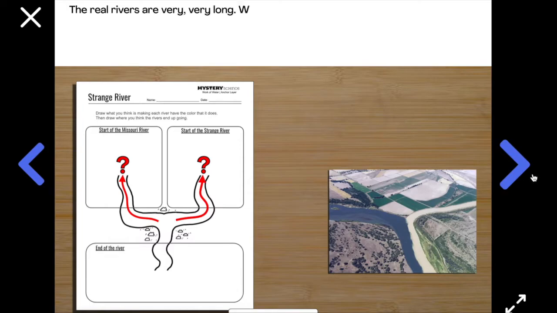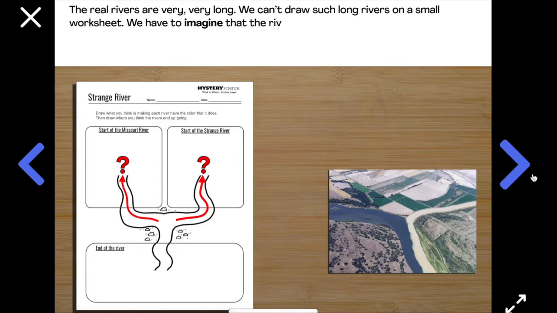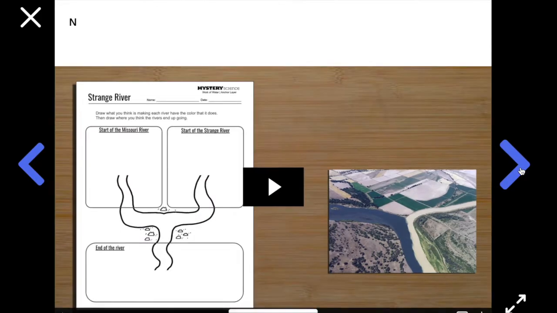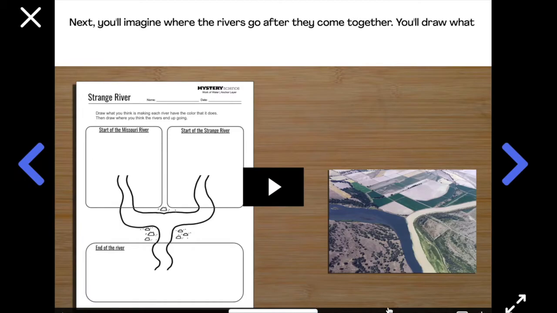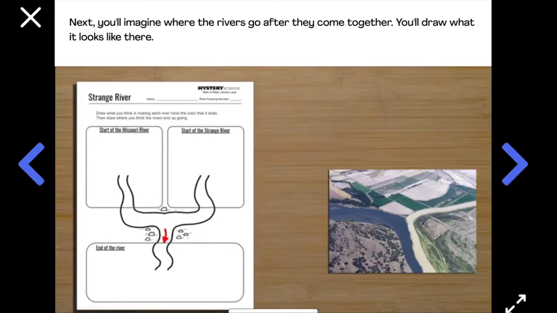The real rivers are very, very long. We can't draw such long rivers on such a small worksheet. We have to imagine that the rivers on the worksheet are very long. Next, you'll imagine where the rivers go after they come together. You'll draw what it looks like there, down at the bottom.